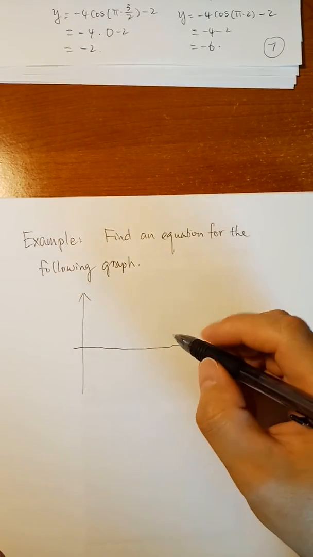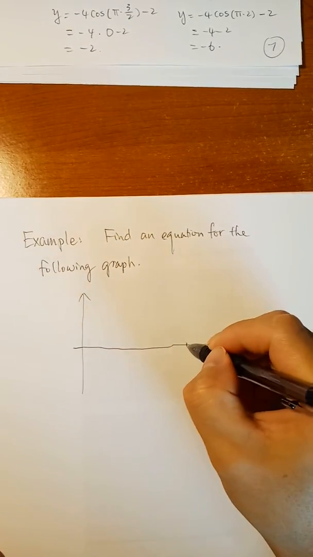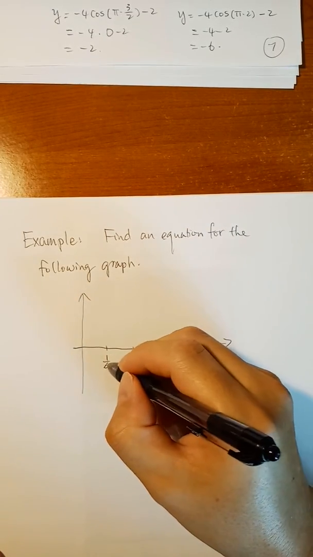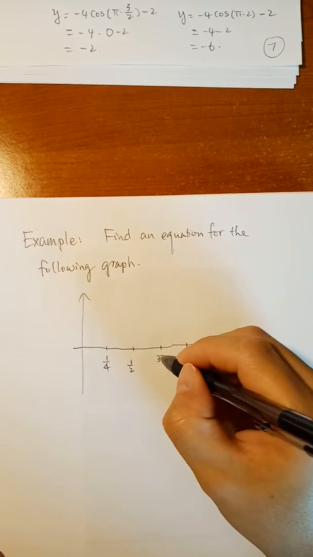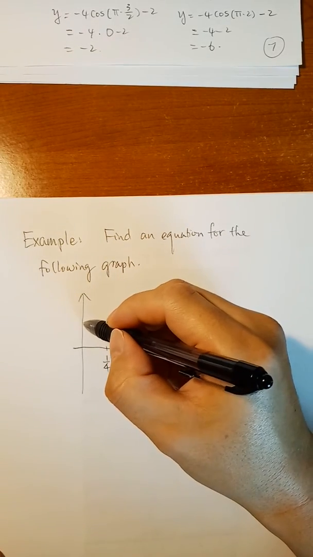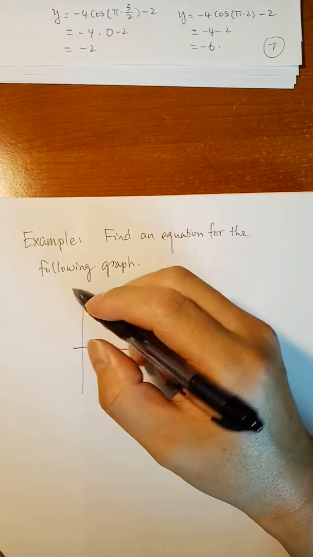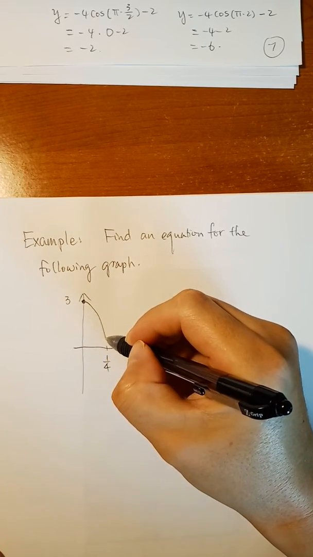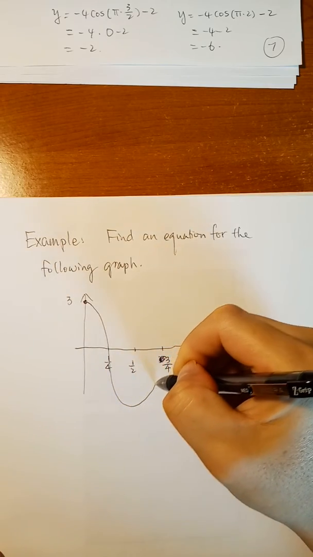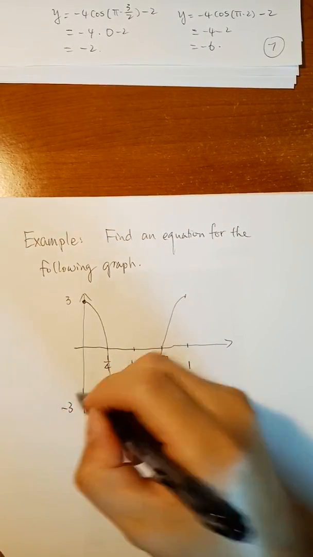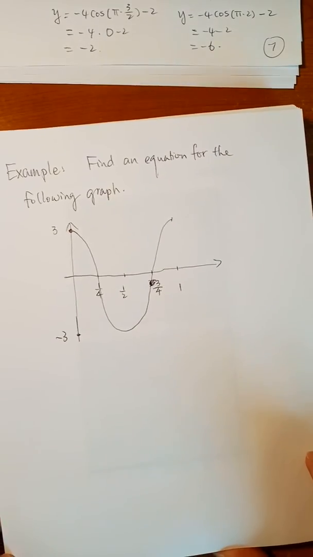So it's 1/2, quarter, 3 quarters. So it's 3. This is 0.3. Negative 3. Okay.